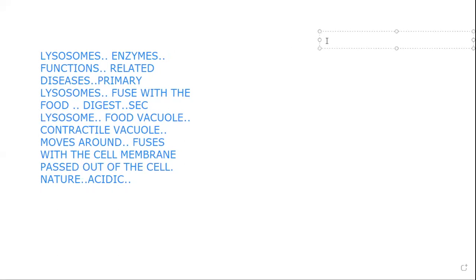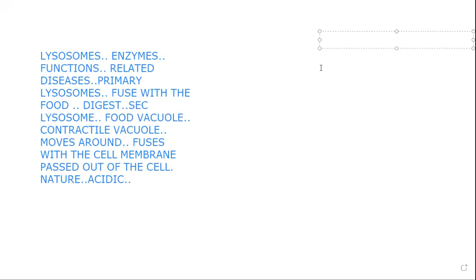Okay. Now, the lysosomal enzymes, what the functions of the lysosomal enzymes are. The lysosome is basically carrying out three main processes. What I have just explained over here, यहाँ पर मैंने जो बताया है, in which the primary lysosome fuses with the food and digests the food. This is the first function of the lysosome.